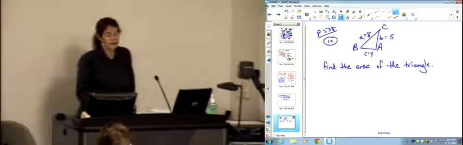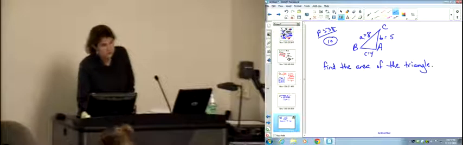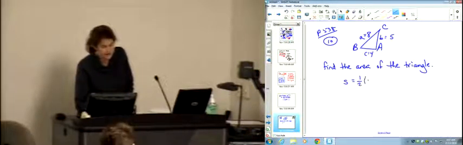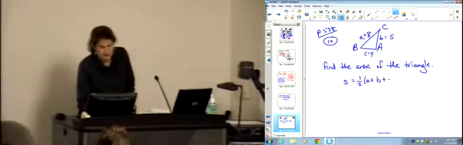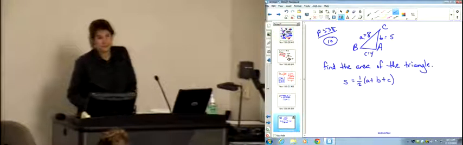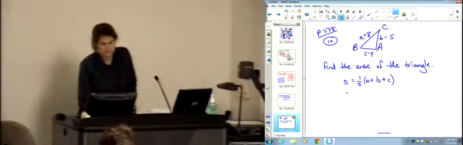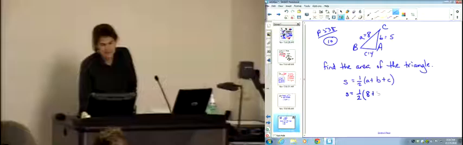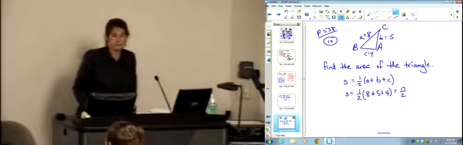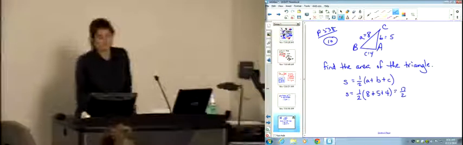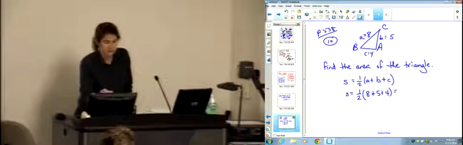Okay. We know side, side, side. So first thing we need to do for this area formula is find what the S value is. One half of A plus B plus C. So that's one half of 8 plus 5 plus 4. And that's just going to be 17 halves, isn't it? So it's one half of 17. Let me write it in here.